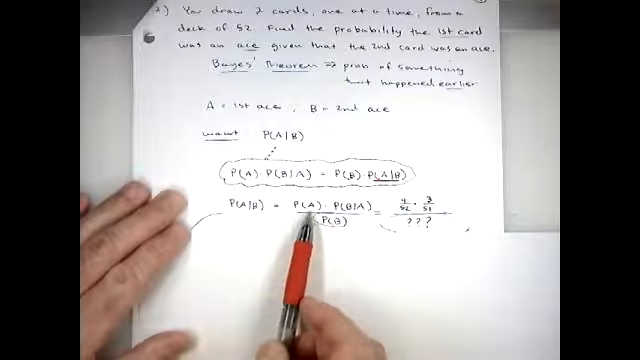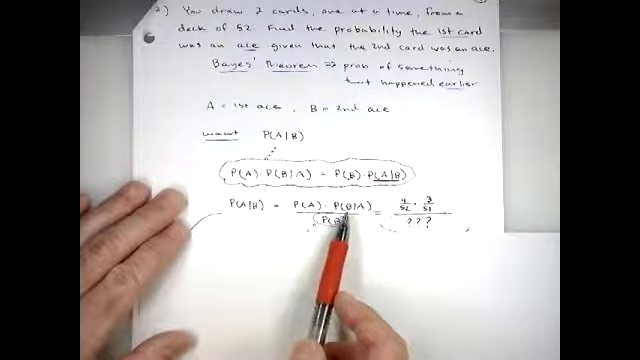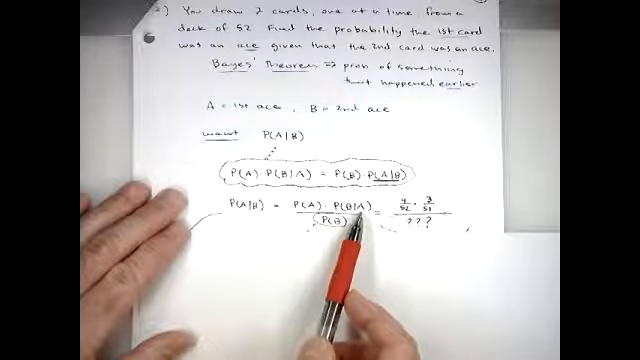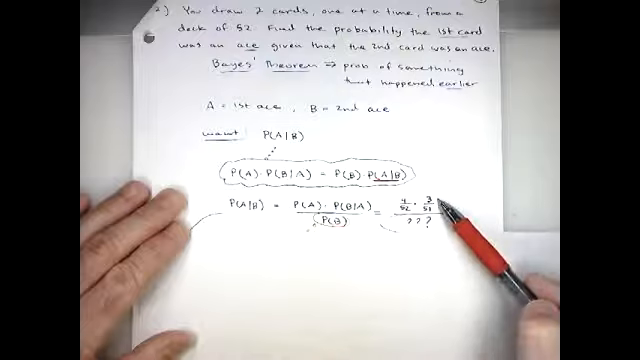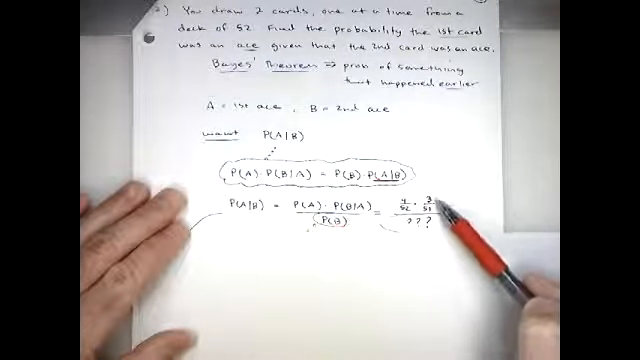Now the numerator we can work out. What's the probability you draw an ace first? 4 out of 52. What's the probability you get an ace second, given that you got an ace first? There's 3 aces left in the deck and 51 cards left in the deck. So it'd be 3 out of 51.